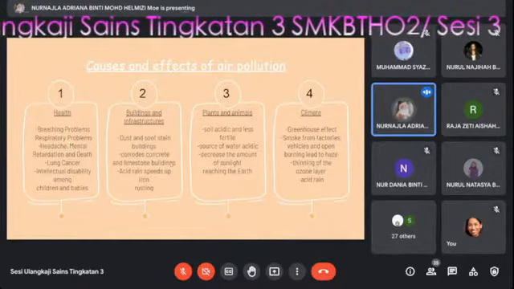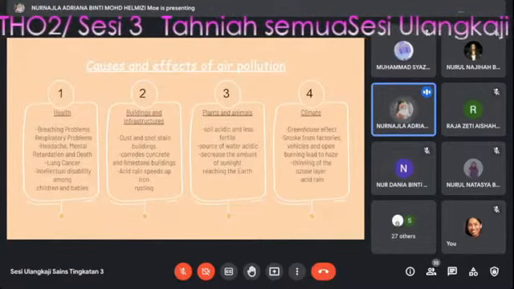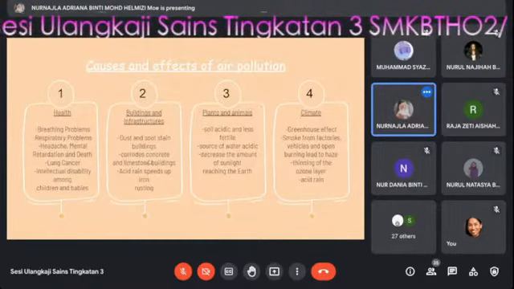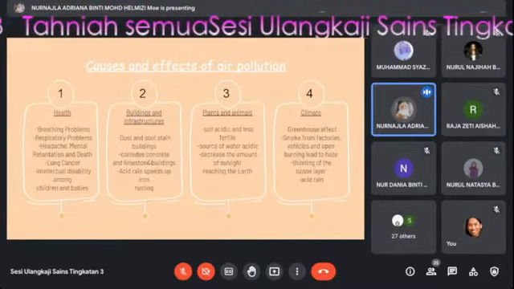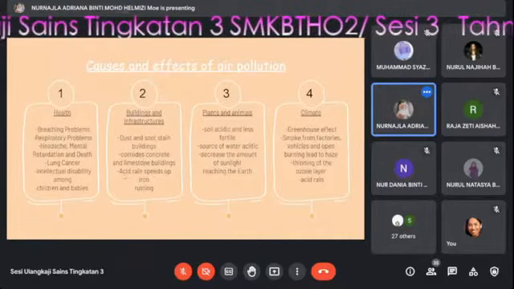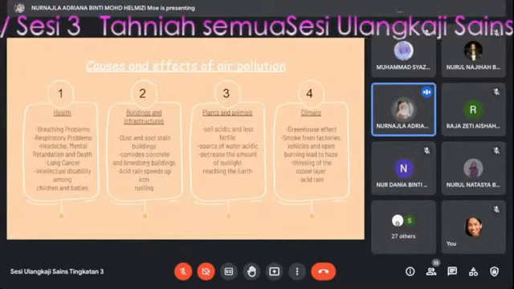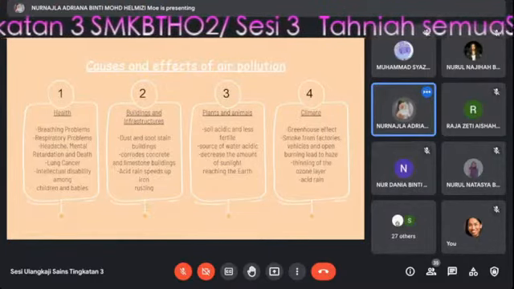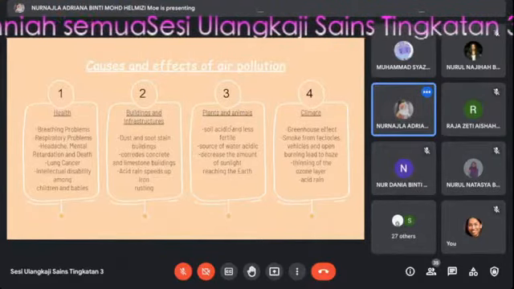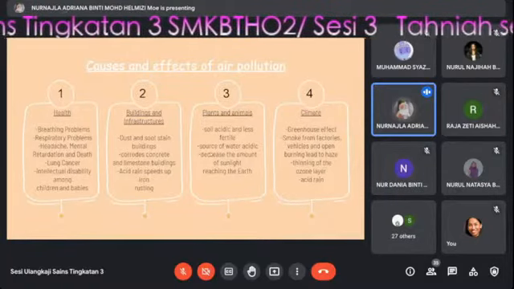Dan yang ni pula hujan asid mengakis struktur konkrit dan batu kapur. Then acid rain speeds up iron rusting. Hujan asid mempercepatkan pengaratan besi. Nombor 3, plants and animals. Kesan dia kepada tumbuh-tumbuhan dan haiwan.